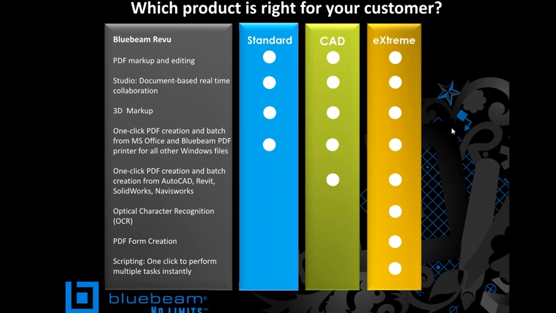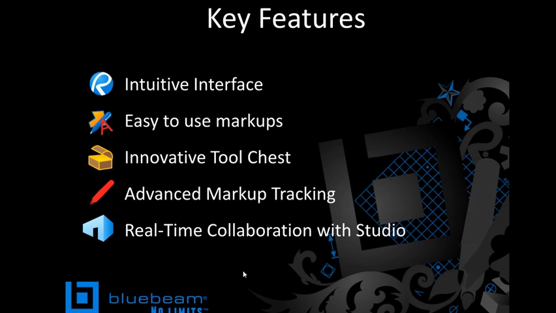Then we move to our Extreme version, and that builds again on the previous versions and includes things such as optical character recognition, PDF form creation, and scripting. One of the things that was actually released in Revu 12 that's only available in our Extreme version is batch hyperlinking, and that's a functionality that I will show you as we go through the demo today.